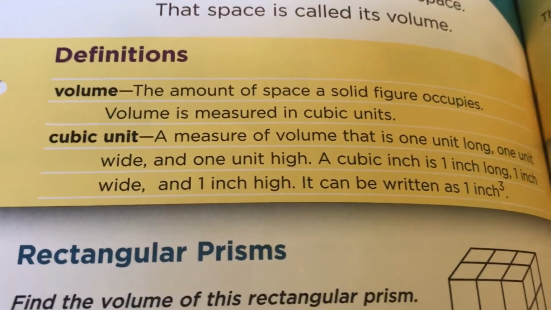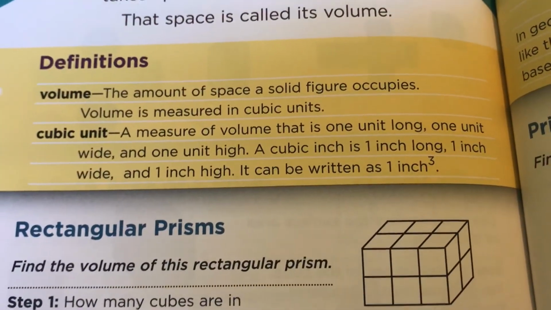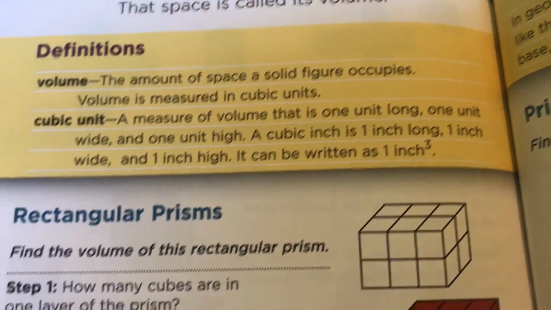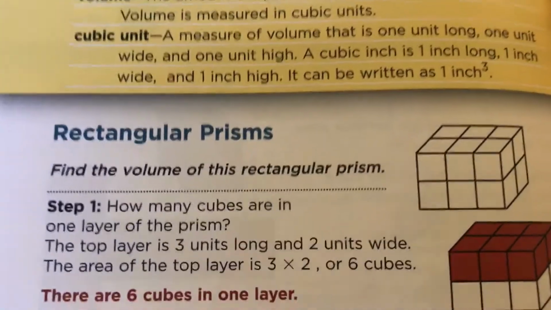Cubic unit: a measure of volume that is 1 unit long, 1 unit wide, and 1 unit high. A cubic inch is 1 inch long, 1 inch wide, and 1 inch high. It can be written as 1 inch cubed. Okay? So find the volume of the rectangular prism.